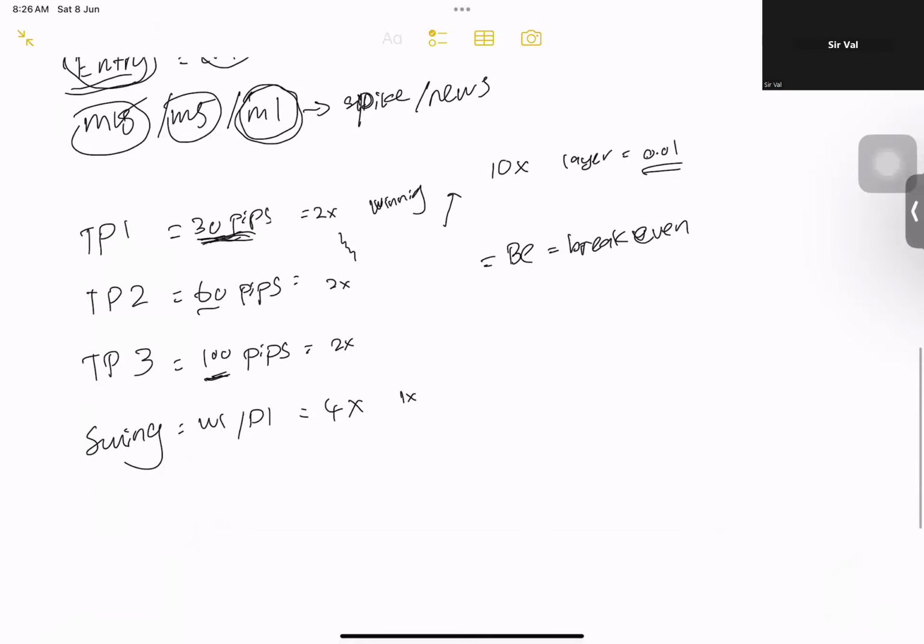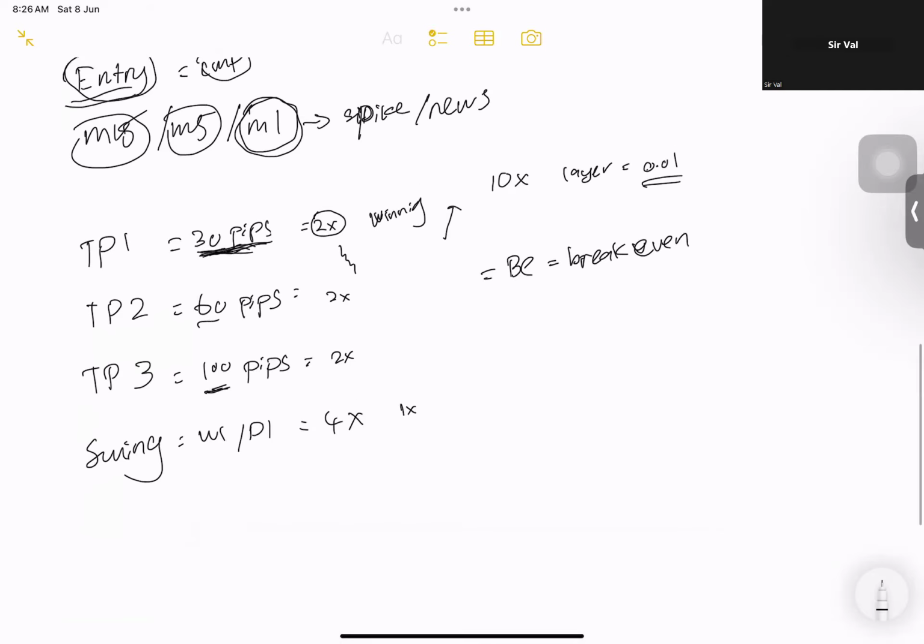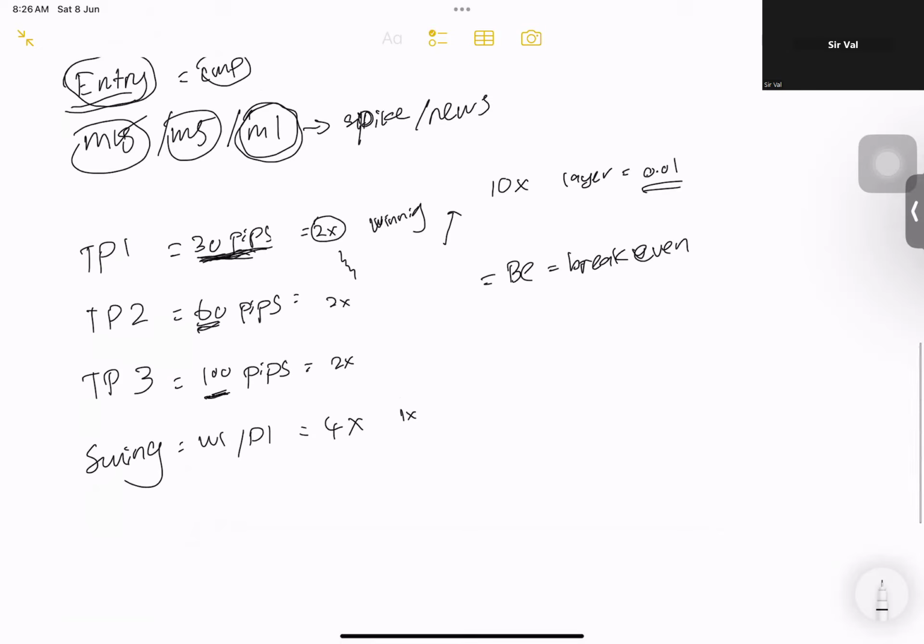So after the price runs 30 pips, I will secure. It depends on you how many layers you want to secure. For the other remaining layers, I will TP at 60 pips, 100 pips, and let the rest run. That's why, if you see my chart, I have entry, re-entry, re-entry, 2000 pips, 3000 pips, but all the layers I have secured and I have gotten the profit. The left one is just for swing.